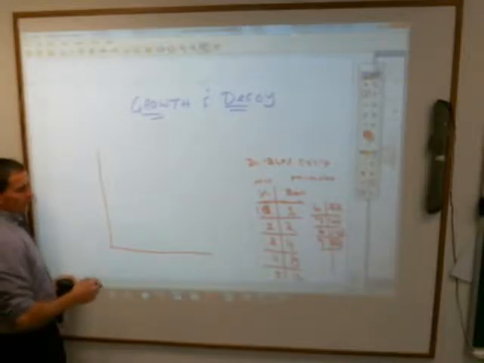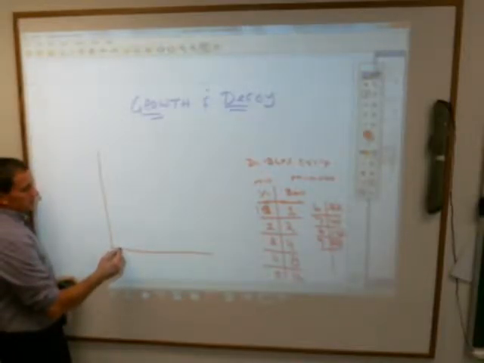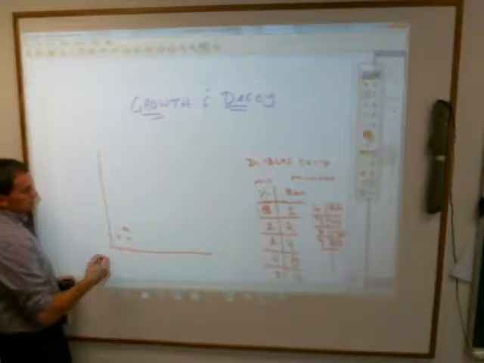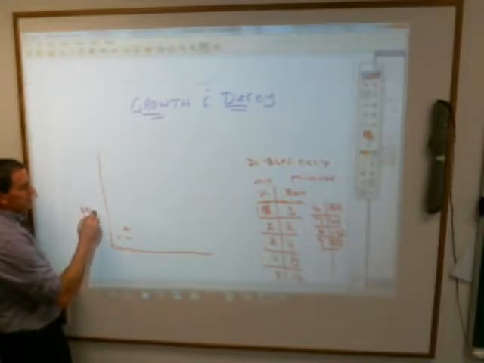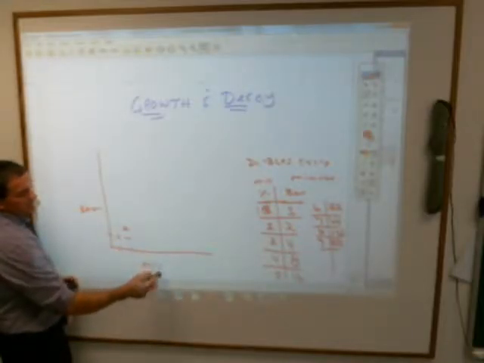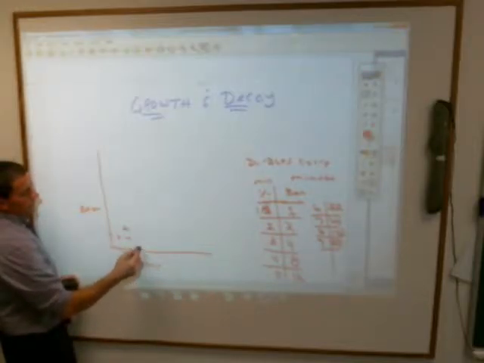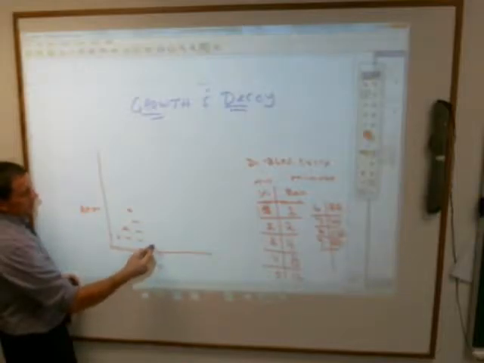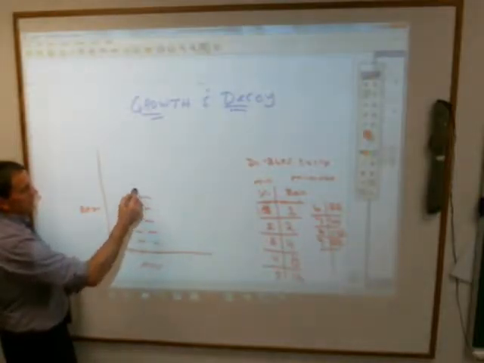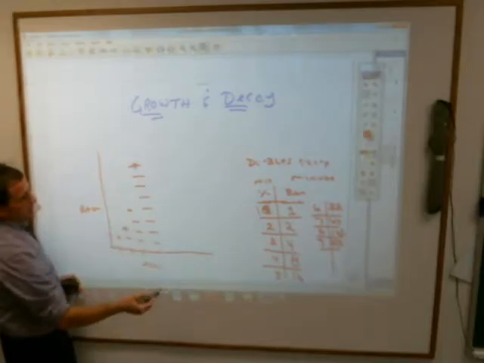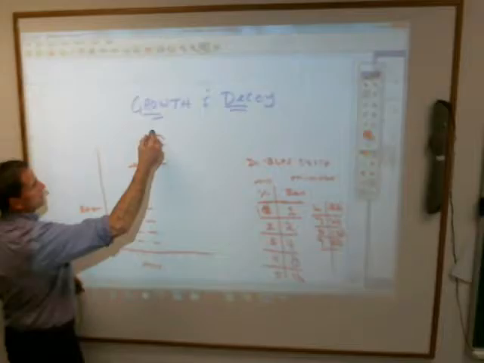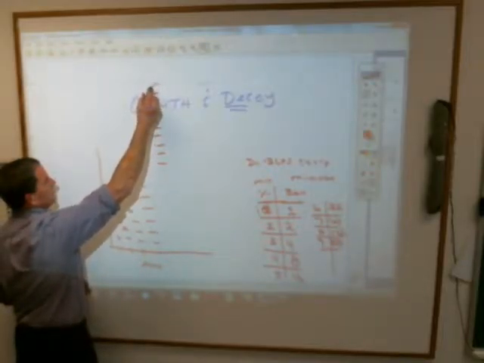If you were charting this, here at 1 you'd have 1. Here at 2 you would have 2. This is how many bacteria on this side, and this is the number of minutes. If you have 3, it would be 1, 2, 3, 4. If you have 4 minutes, it's up to what? 1, 2, 3, 4, 5, 6, 7, 8. 5 minutes, it would be 8, 9, 10, 11, 12, 13, 14, 15, 16.